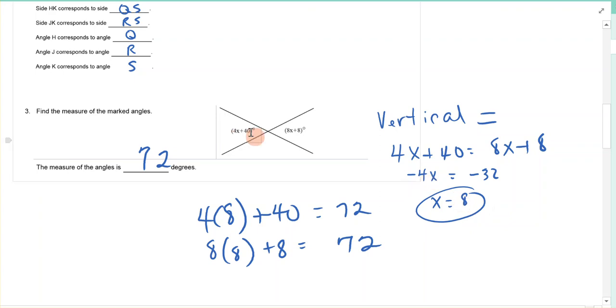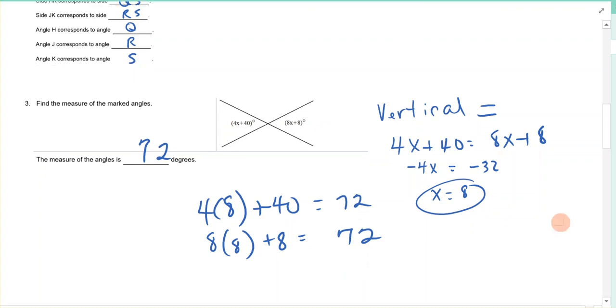Then I plug in 8 to both of them. You should get the same number. If you don't, something's wrong. So be sure you watch that.